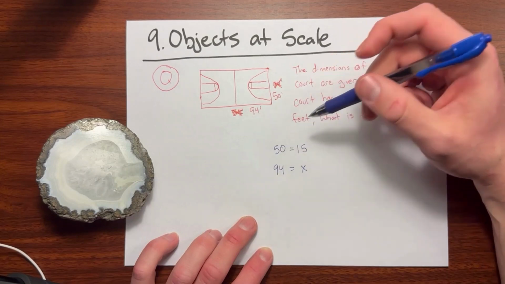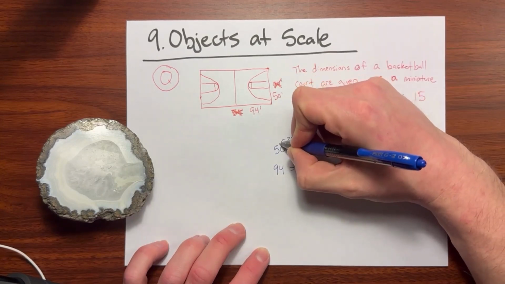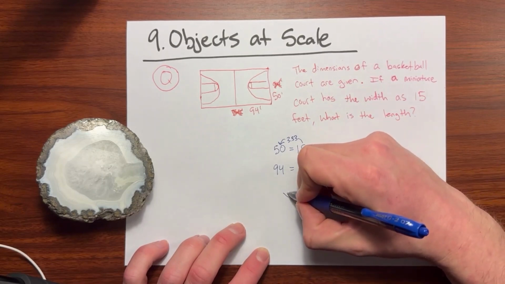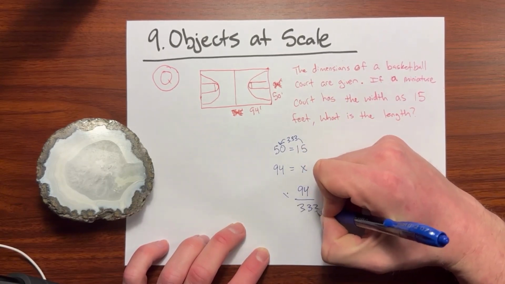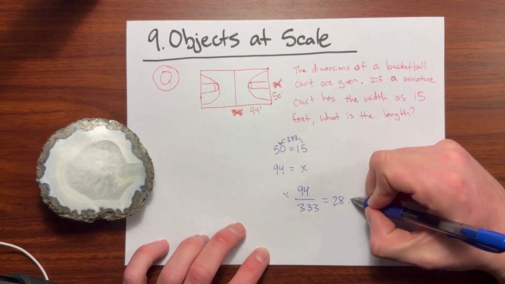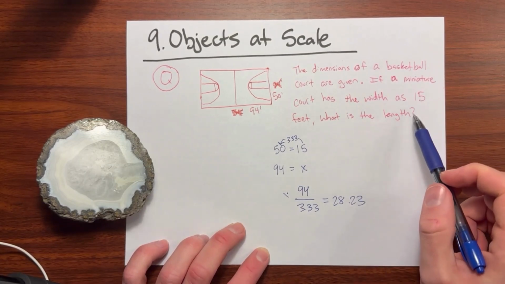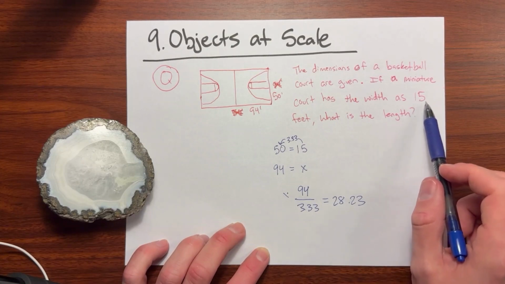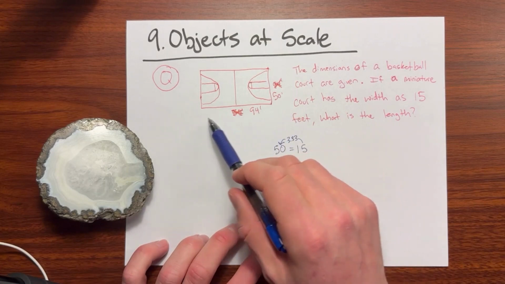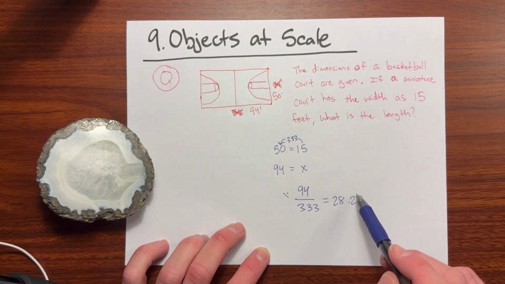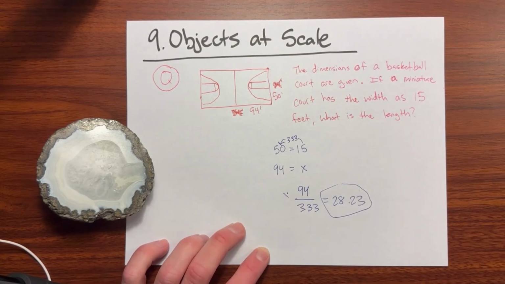So 15 goes into 50 by 3.33 to get to 50. So what multiplied by 3.33 would equal 94? So we'll do 94 divided by 3.33, which we end up with 28.23. And if we think about it, we can tell that's probably the correct answer because it's almost double 15, which just looking at this scale, we know that the length is almost double the width, but not quite. So it'd have to be under 30, but not by much. So we have our answer at 28.23.